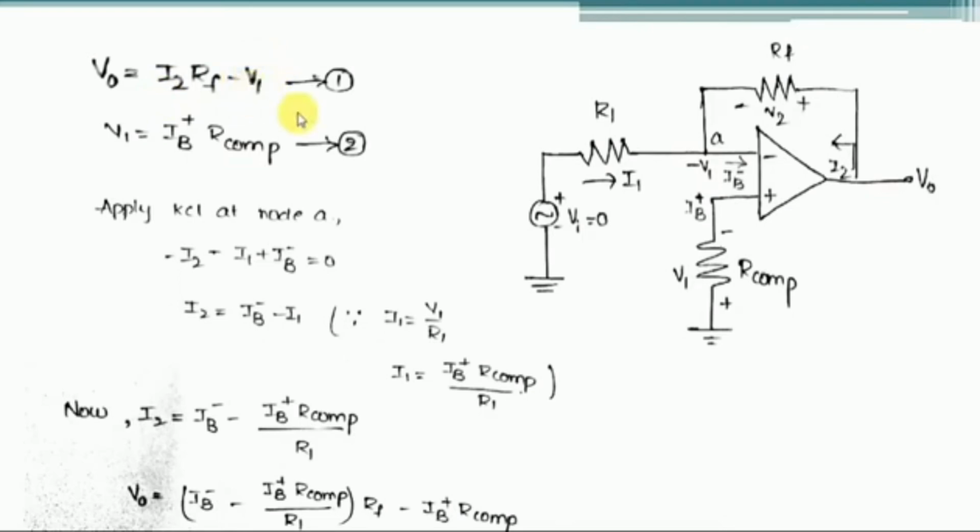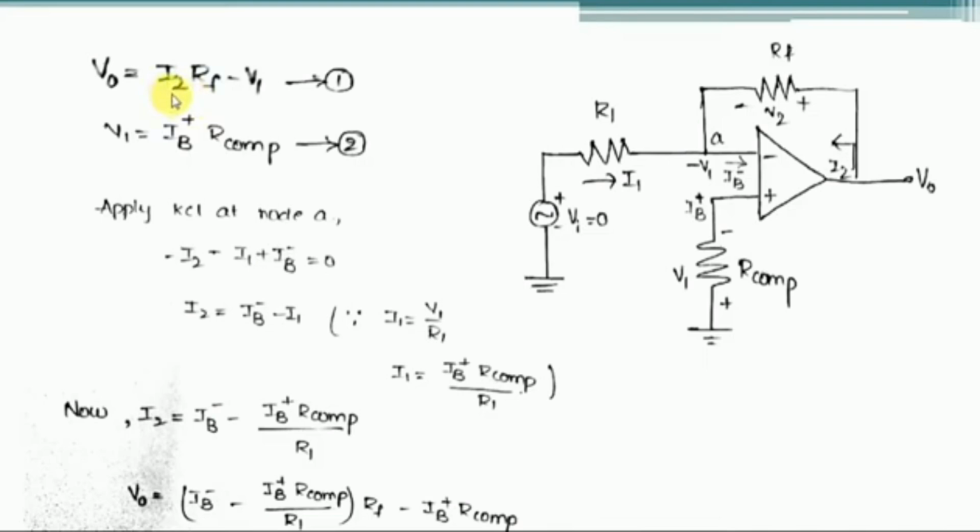We know that this V1 is nothing but the voltage drop across the compensation resistor R. From Ohm's law, we can write V equals I into R. Now what is the current flowing through this compensation resistor? It is nothing but IB plus. So we can write V1 as IB plus into R compensation. From this equation we know the value of V1. Now the other one we don't know is the value of I2.